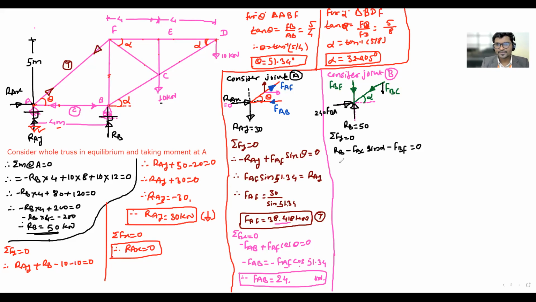Put up the known values. RB is 50 minus FBC, which we want to calculate, sine of alpha. How much is it? 32.005. 32.205? 005, sorry. 32.005.